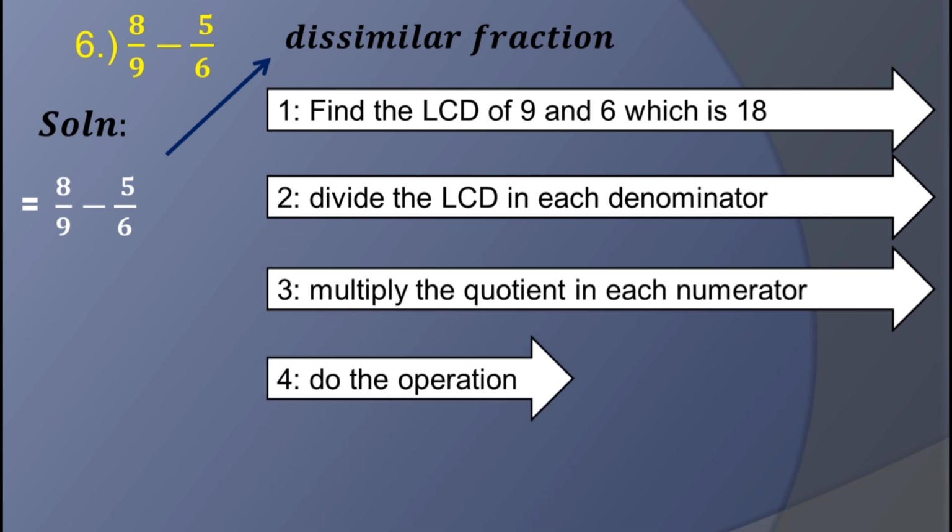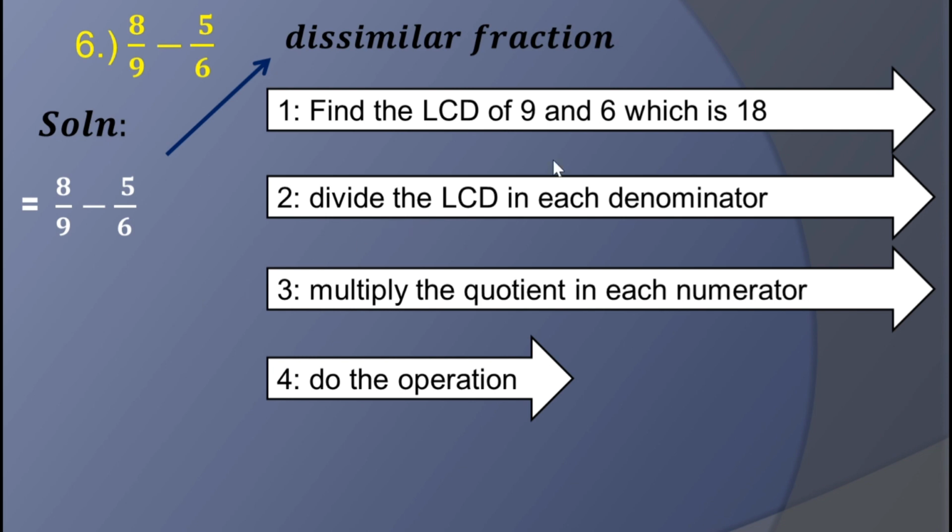We have 8 over 9 minus 5 over 6. Here, 9 and 6 are different, so these are dissimilar fractions. Okay, so here are the steps. Find the LCD of 9 and 6. Skip counting: 9, 18; 6, 12, 18. That's why the least common denominator is 18.